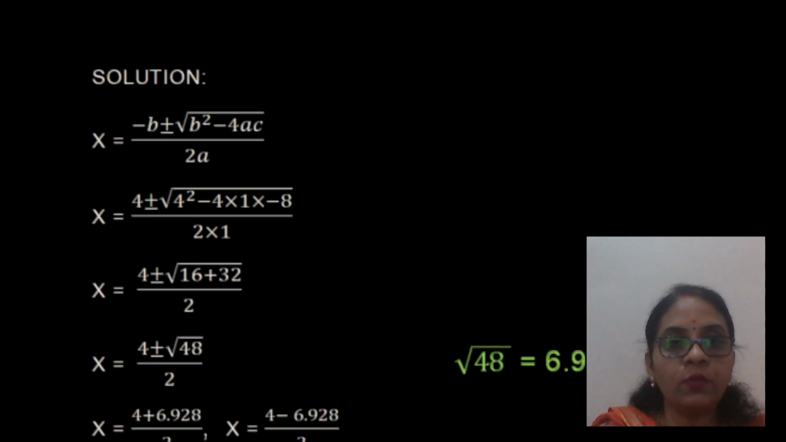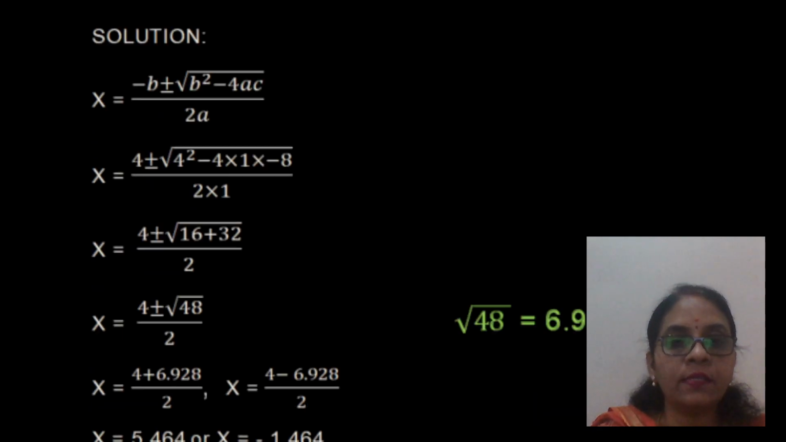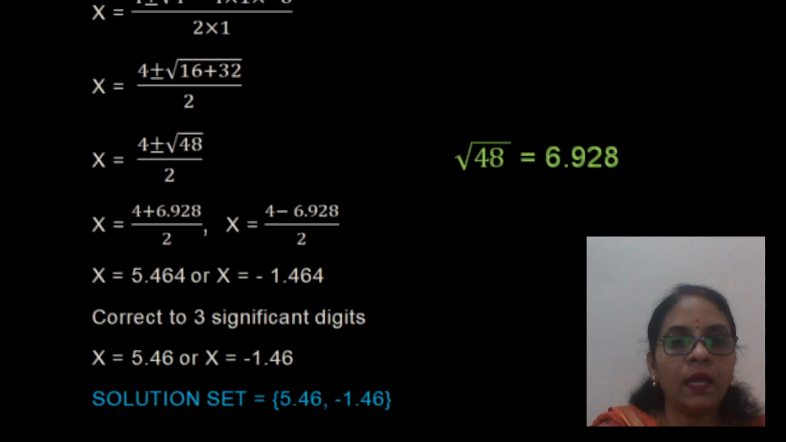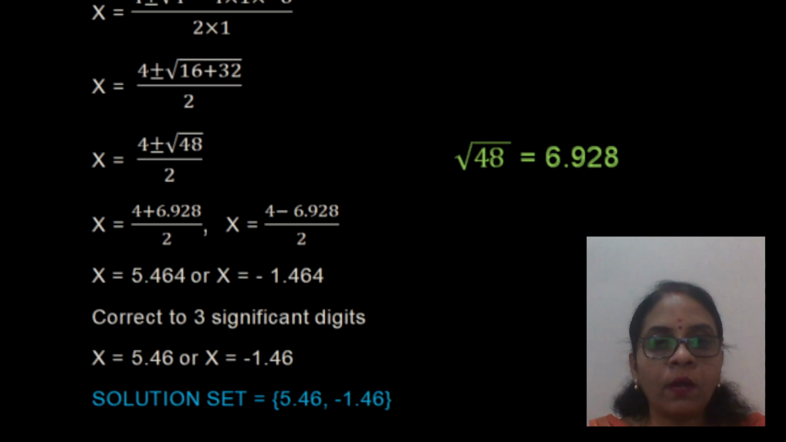So this is the solution. Root 48 is 9.28, and the solution is 5.46 and minus 1.46. Hope this is clear. Now we will learn about nature of roots.